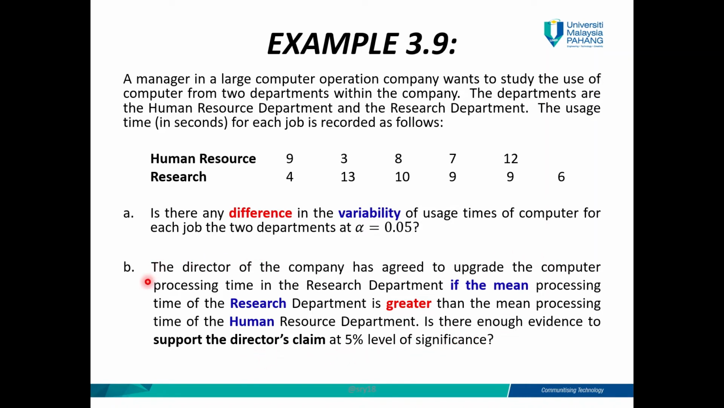So this question, class, is hypothesis testing concerning population mean. It is not concerning population variance, because it has clearly mentioned that it is about the mean here. So why is it included in this subtopic? This subtopic is about the ratio of variances, right? So let's see why. Here you need to test whether it is true that the research department has a mean processing time greater than human resource.